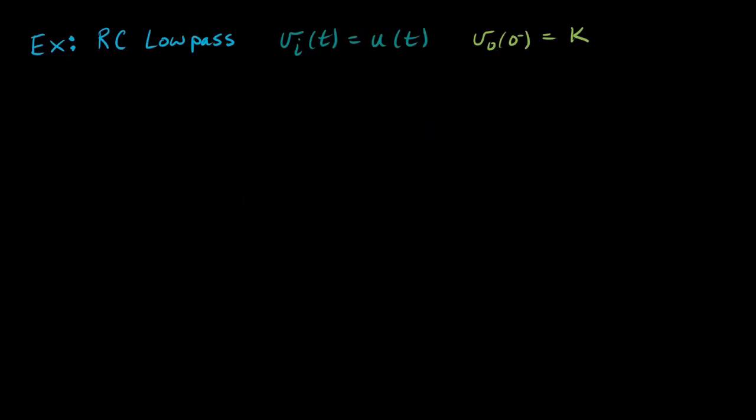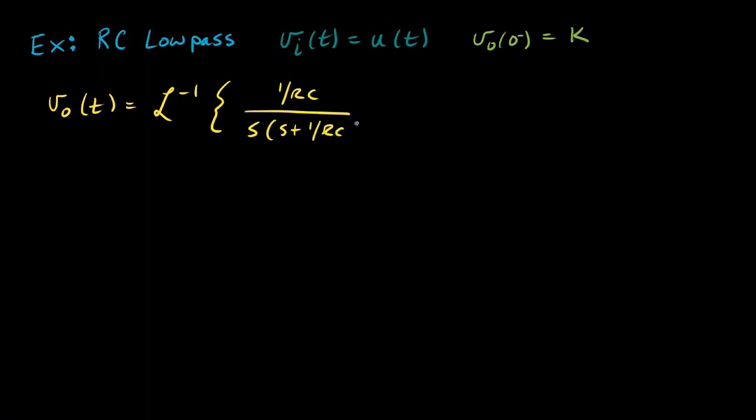Okay, so we're going to go another step forward with the RC low-pass filter, and in this case we have a unit step input and we have a non-zero initial condition. Okay, we'll go directly to our output expression. In time, V out of t is equal to the inverse Laplace transform of 1 over RC divided by S times S plus 1 over RC. And we've already worked that out. We know what that's going to look like. But now we have to handle the initial condition term. And again, we've already essentially worked that out, but I'm going to go ahead and write it in here.